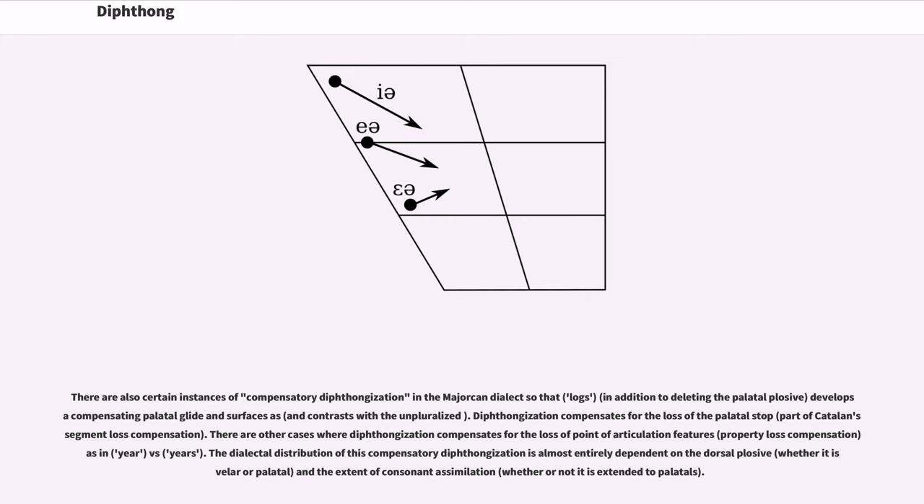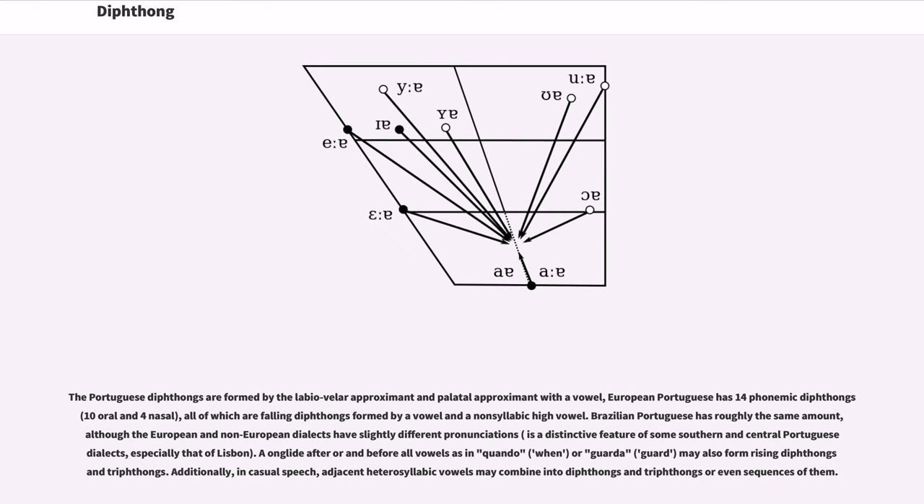There are other cases where diphthongization compensates for the loss of point of articulation features, as in one form versus another. The dialectal distribution of this compensatory diphthongization is almost entirely dependent on the dorsal plosive and the extent of consonant assimilation. The Portuguese diphthongs are formed by the labiovelar approximant and palatal approximant with a vowel.